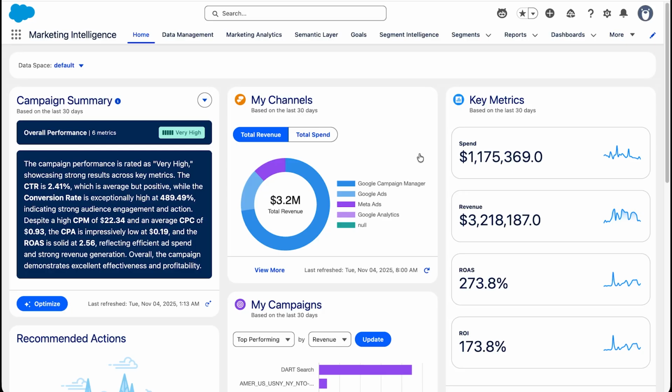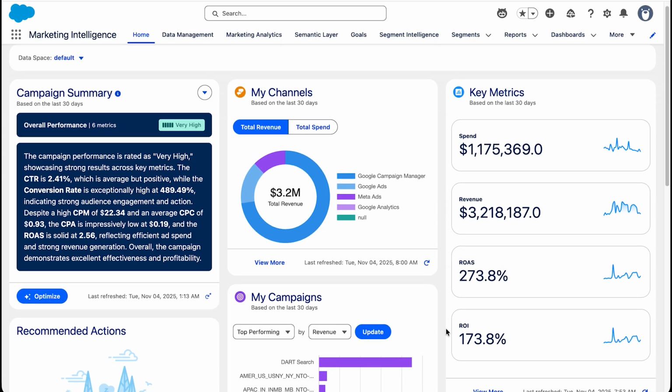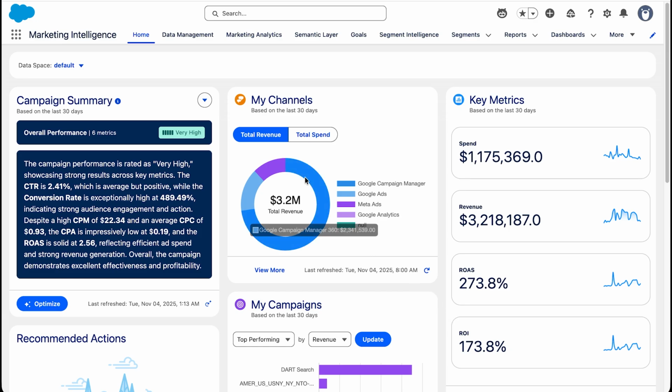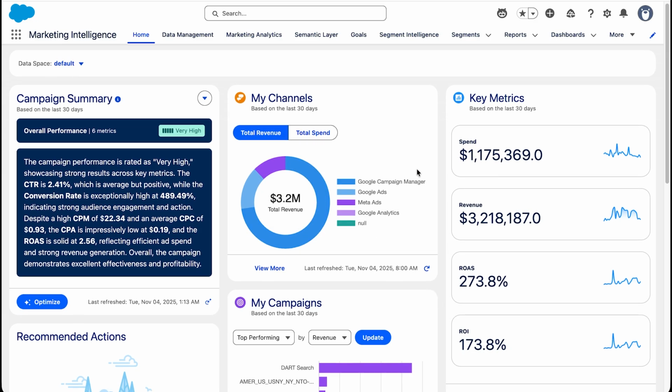As a marketeer, I have access to the Marketing Intelligence app, which is built on the Salesforce Data 360 platform. Here on the main homepage, I can see all of my key metrics, an understanding of both paid and owned channels of all my campaigns running, and to look at the performance. So what was my total marketing spend, my revenue, what was my overarching ROI? We're able to break down by channel, by total revenue, also by total spend.